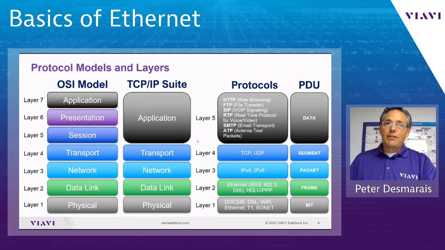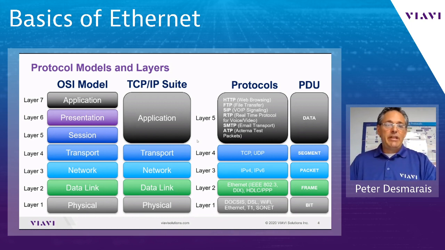So the first model is the OSI model. They started working on it back in the mid to late 70s, and then it was actually released in about 1984. The final version was released. The OSI model is made up of 7 different layers. And when we say layers, that's how we partition the network into these different aspects.